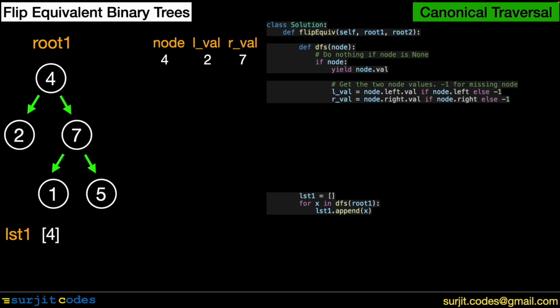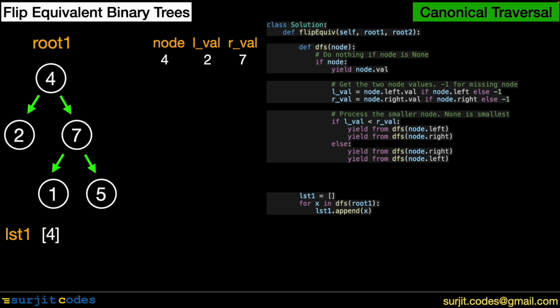In DFS, we now extract values from the left and right child nodes. This value is -1 if a child node is not present. We compare the two values and first process the smaller node. As 2 is smaller than 7, we process the left node before the right node. Present call of generator function is suspended and we make another call to DFS for which node is equal to 2.